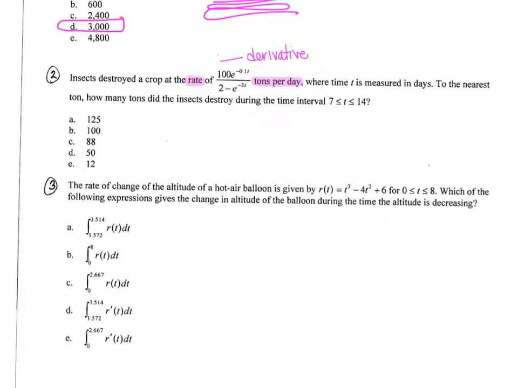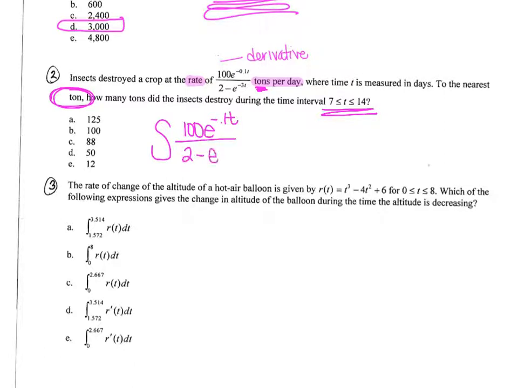To the nearest ton, find tons. We're given tons per day. We want to find tons. How many tons did the insects destroy on the time interval 7 to 14? Well, if we take the integral of a rate, aren't we going to be back to tons?